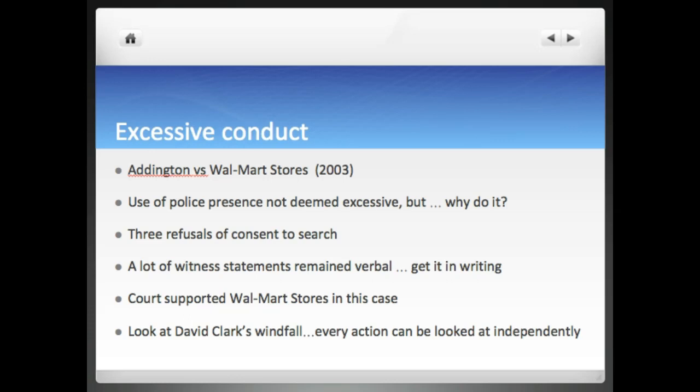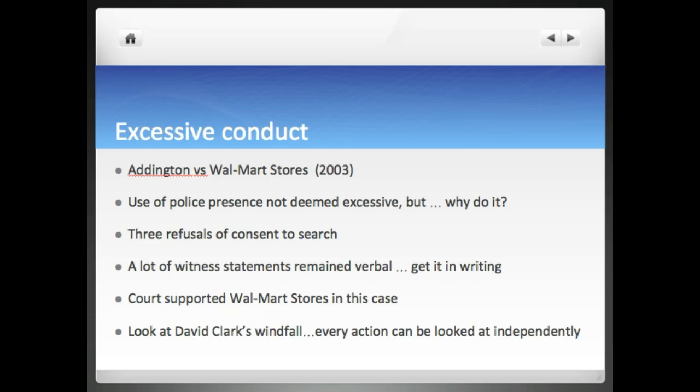And even though the court supported Walmart in this case, one of the persons being accused of stealing things, David Clark, if you read the Lee case, which is referenced in Addington versus Walmart Stores, made a whole lot of money because the search of his home was coerced. He was told they were looking for stolen fishing gear, and then they went through his home and found, I think, 400 different items of stolen property. But he thought they were only looking for one thing, and claims he was misled, and the court actually found in his favor in that regard.